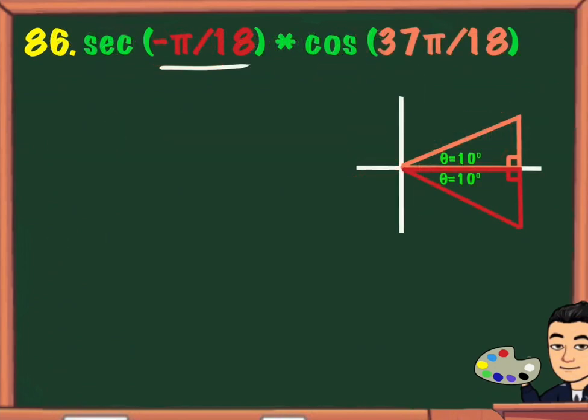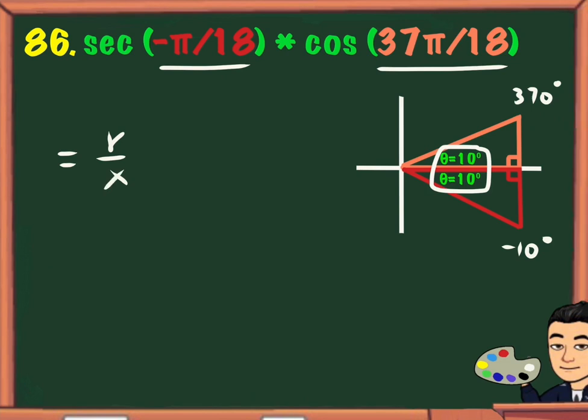Pi over 18 is negative 10 degrees, and 37 pi over 18 is 370 degrees. Both of them have the same reference angle. So you can write secant equals r over x and multiply by cosine, that's x over r. You can cancel out the r, x, and x. So this is equal to 1.